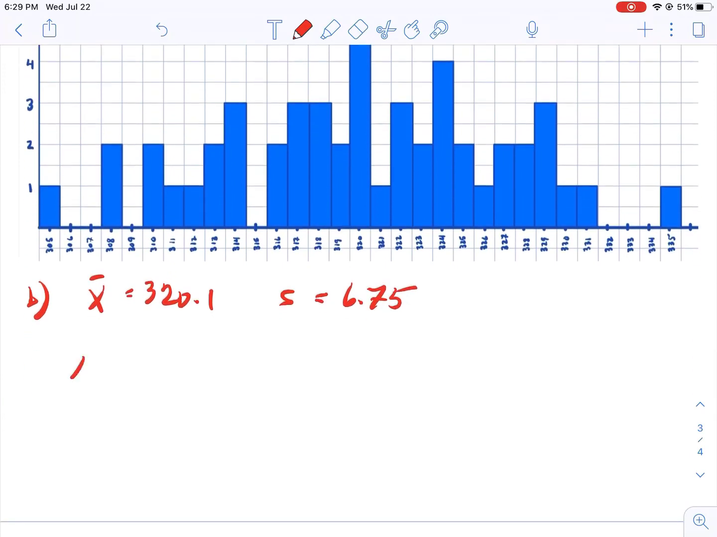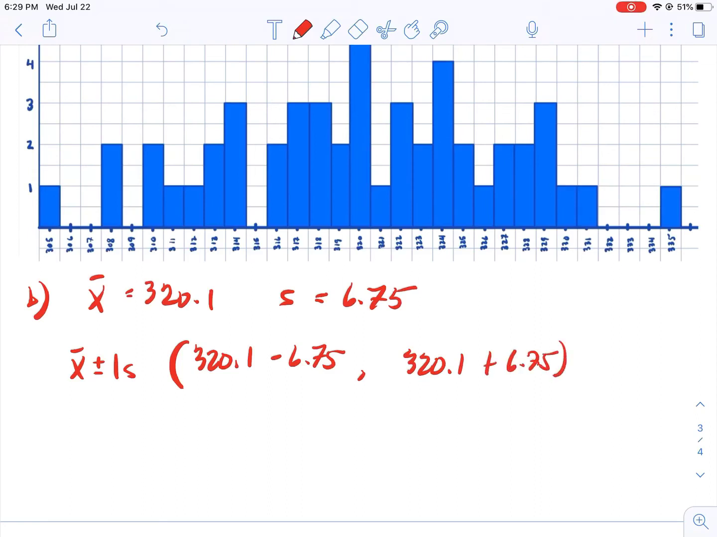So I'm going to start with x bar plus or minus one standard deviation away. So it's going to give me this interval here. I have 320.1 minus 6.75 for my standard deviation, and I've got 320.1 plus 6.75, which is one standard deviation bigger. And I get the values 313.35 all the way to 326.85. So that's one standard deviation away from the mean.